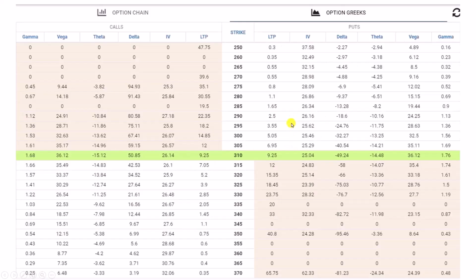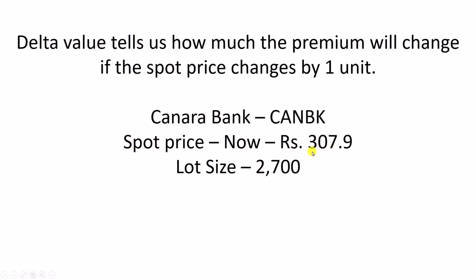Now I have the details of option Greeks of Canara Bank. Where did I get this from? There is a website which I will introduce to you at the end of this video. For now, do not worry about it. So here you can see gamma, vega, theta, delta, IV, LTP values for the call option, and all the same values for the put option on the right side. At the center we have strike prices. The current spot price is 307.